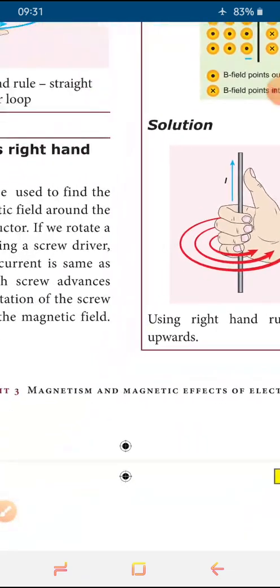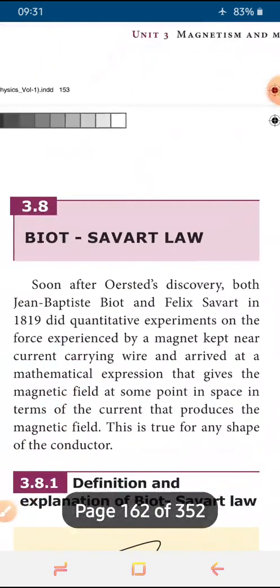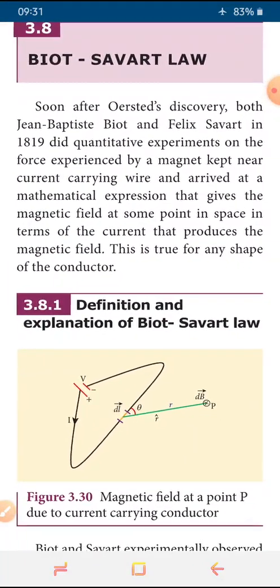And next, are you clear about that example? Good. Next is Biot-Savart law. This Biot-Savart law is more important. It is used to find the magnetic induction produced by the current carrying conductor. In explaining how much magnetic induction a current carrying conductor produces, this Biot-Savart law plays a very important role.